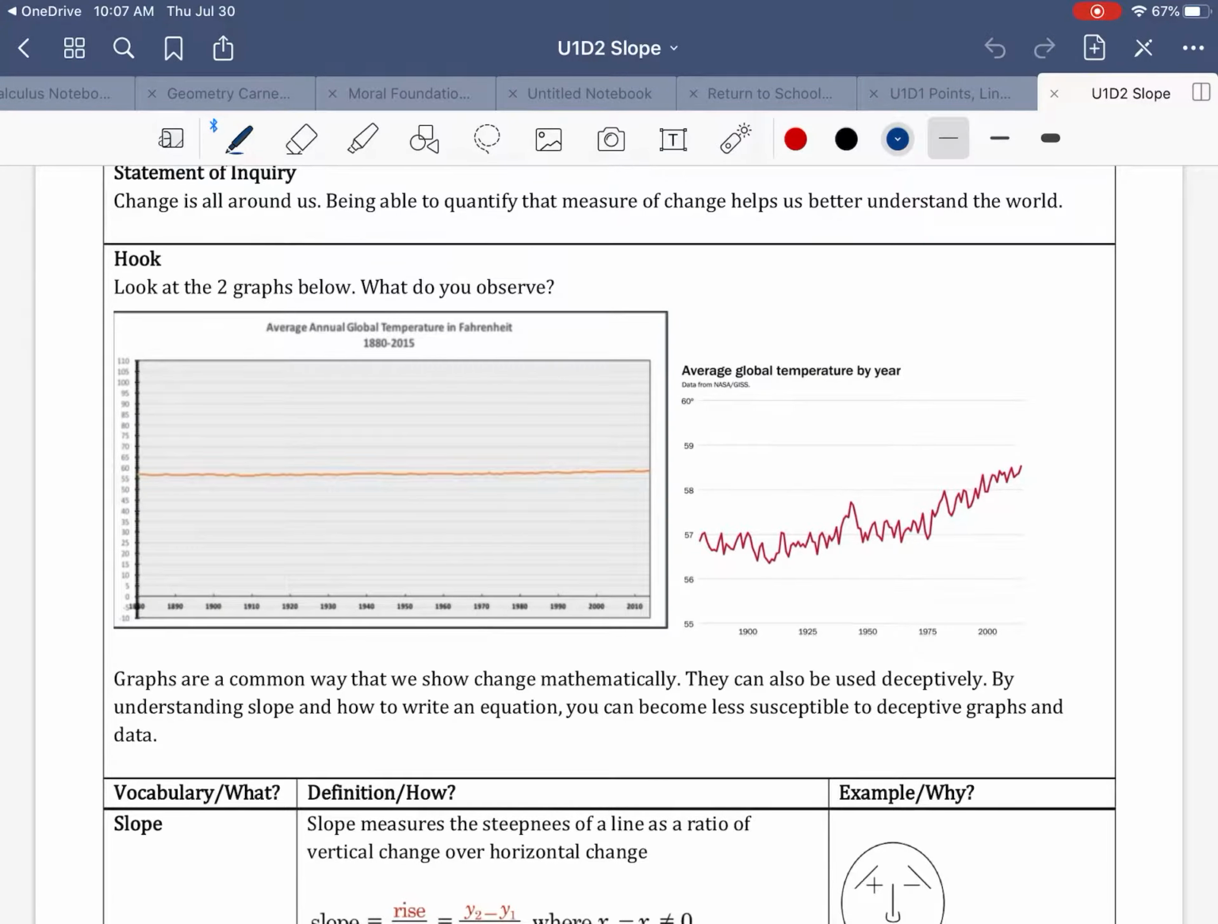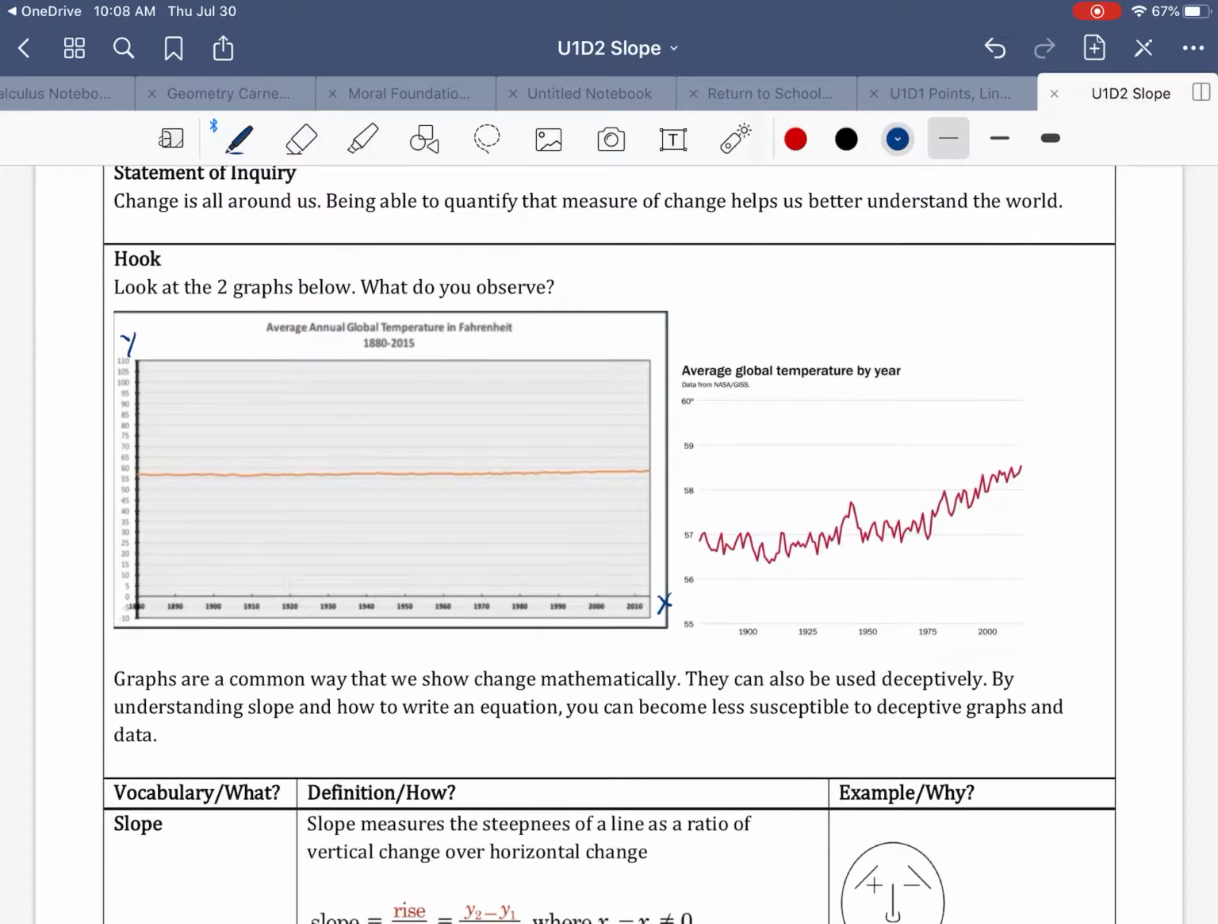around the world? And if we look at this first graph here, let's start by reading the title, Average Annual Global Temperature in Fahrenheit. And it goes from 1880 to 2015. So it's a really, really large span of time. From there, we always look at our axes. How are they being labeled and what is it indicating? This is our y-axis and this is our x-axis.